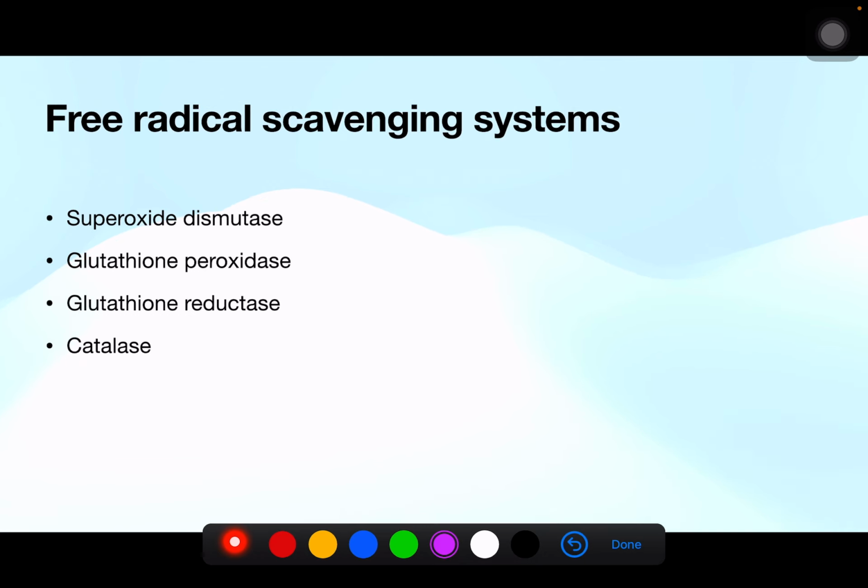So who will scavenge these free radicals? Free radical scavenging systems are mainly enzymes. Not only enzymes, there are other non-enzymatic free radical scavenging systems, which we call vitamins and minerals, right? So we'll see that later. So the enzymes are superoxide dismutase, glutathione peroxidase, glutathione reductase, and catalase.